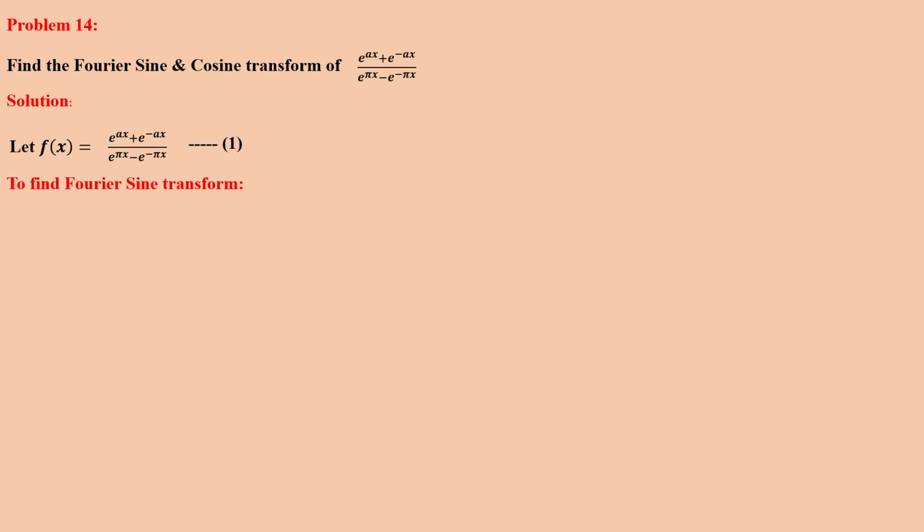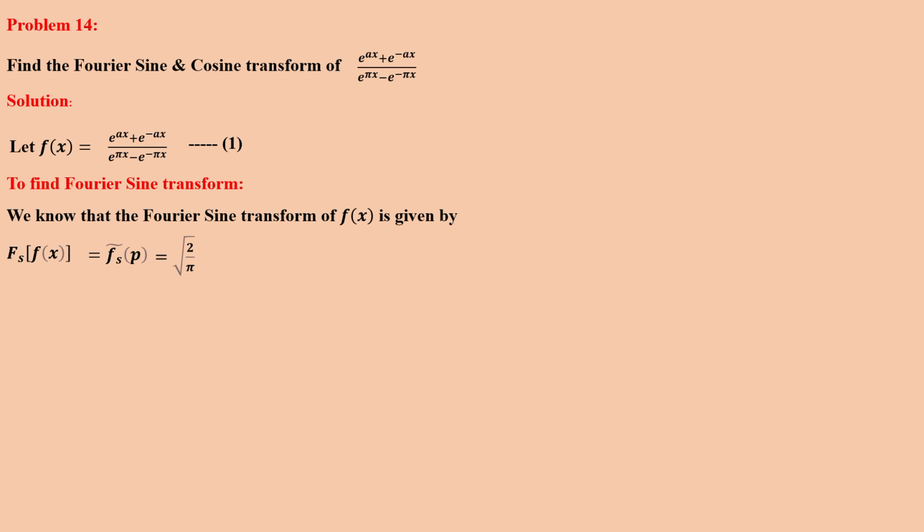First we are going to find the Fourier sine transform. We know the Fourier sine transform of f(x), F_s bar of p, is equal to root 2 divided by pi integral 0 to infinity f(x) sin px dx. That is equation number 2.